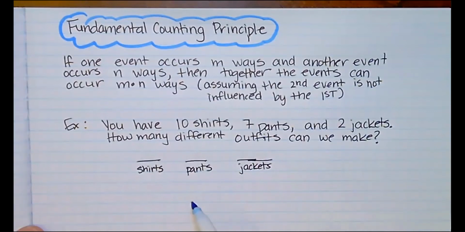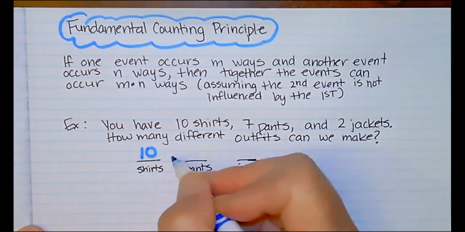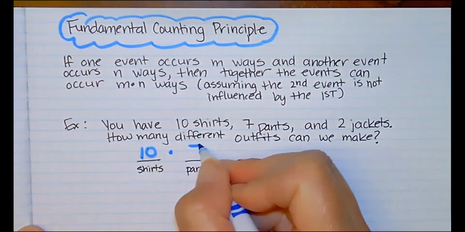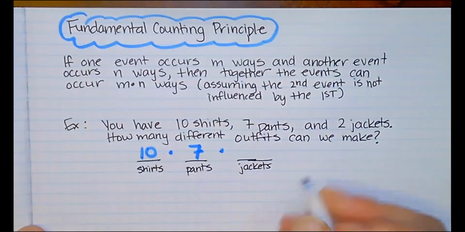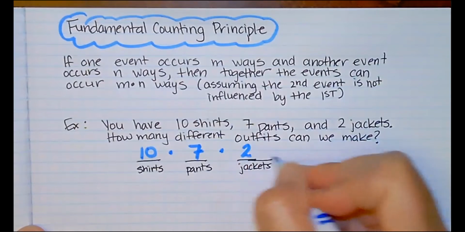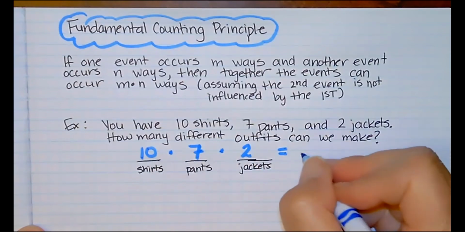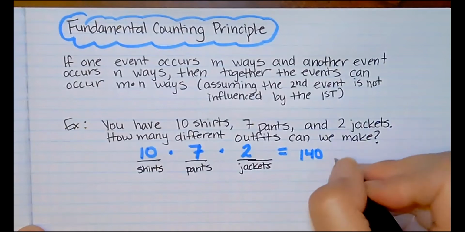So for our shirts, we have 10 different choices. So we're going to go 10 times. For our pants, we have 7 different pants. So we're going to times it by 7 times. And then for our jackets, we have 2 jackets. So we're going to go times 2. And if we multiply 10 times 7 times 2 together, that's going to give us our outcomes, which is 140 different outfits.